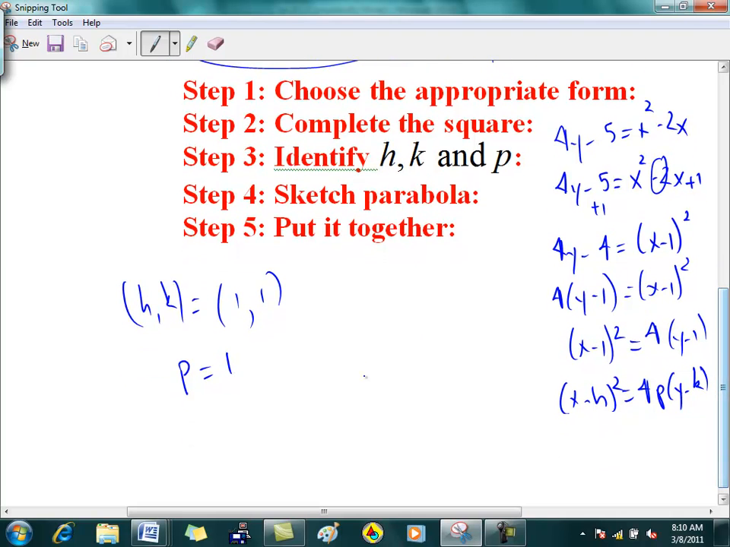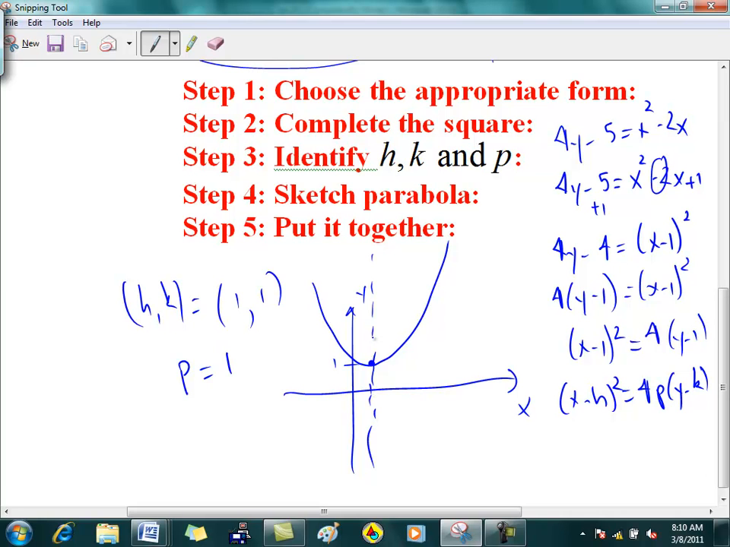Okay, so let's go sketch that here on my axis. So my vertex is at 1, 1. Is this going to open up or down? It's going to open up. Here's my axis of symmetry. Here's my focus. Can someone give me the coordinates of the focus, please? So the vertex is at 1, 1. The focus is going to be at 1, 2. Everybody there?